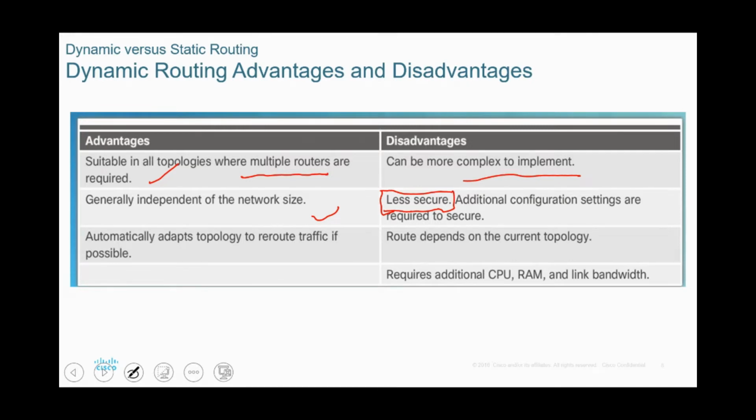So additional configuration settings are required to secure each of the networks. The advantage of the dynamic routing protocol is that it automatically adapts to the topology to reroute the traffic if possible, which is very good and very efficient. Okay, but the disadvantage is that the route depends on the current topology and it requires a lot of additional CPU, RAM, and link bandwidth to maintain it. So there are the pros and cons of the dynamic routing protocols.